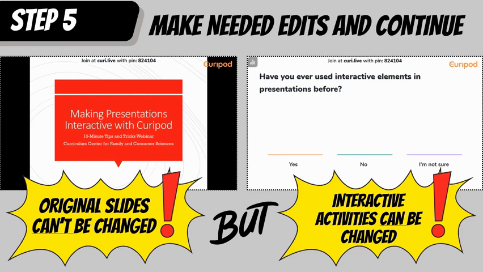Once your presentation is curified, you have some options. The slides are uploaded as picture files so that you can't really edit what's already on them. However, you can add text and elements on top of the slide content. You'll notice that Curipod has used its AI to generate interactive activities throughout the presentation. These interactive activities can be edited, changed, or deleted. You may also choose to add additional content slides or activities. You can do that during this step.